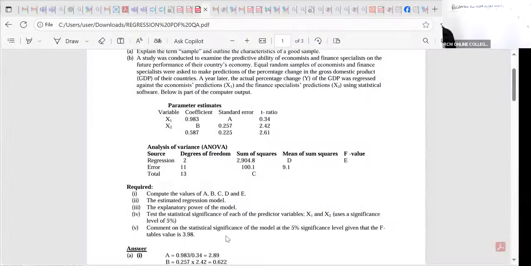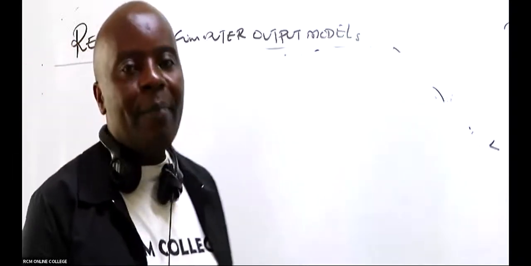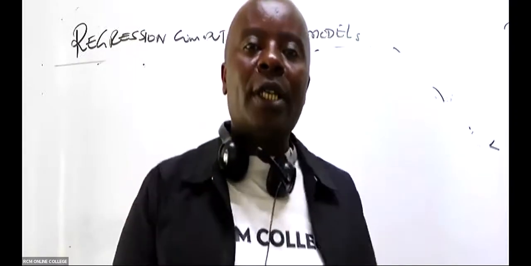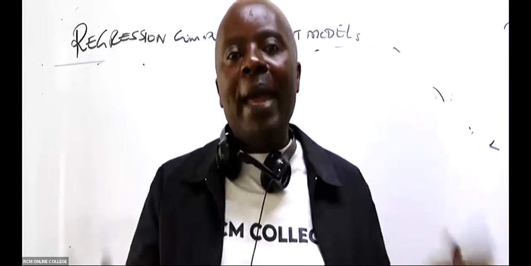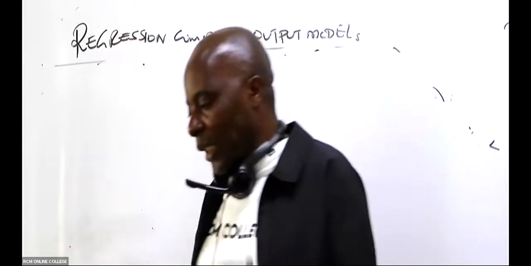So the last one here, 5, they want us to comment on the statistical significance of the whole model, the whole equation at the 5% significance level if F table's value is 3.98. So remember, F table has never been given by your examiner. That is why whenever it comes to the F table, your examiner will always give you the table's value, which really makes everything very, very easy.